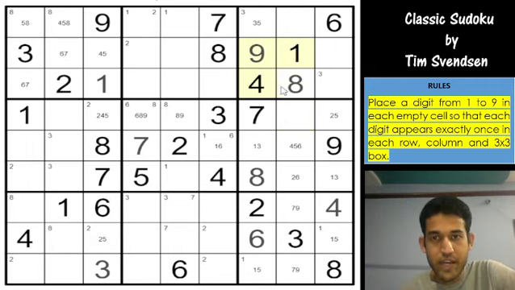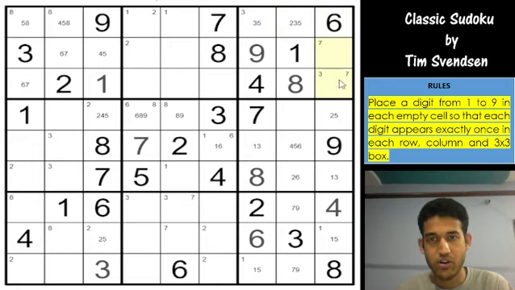So I have 1 4 8 9 and 6 and 7. So this must be 2 3 5, right? Let me write that. 7 goes in one of these two cells, a corner pencil mark.